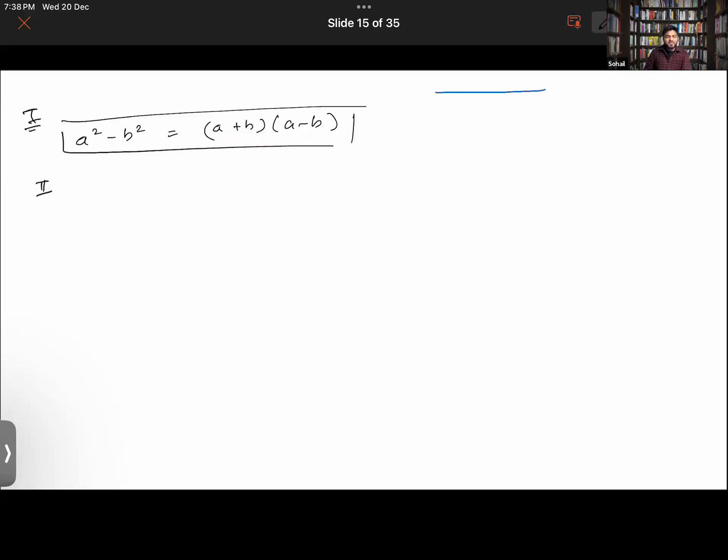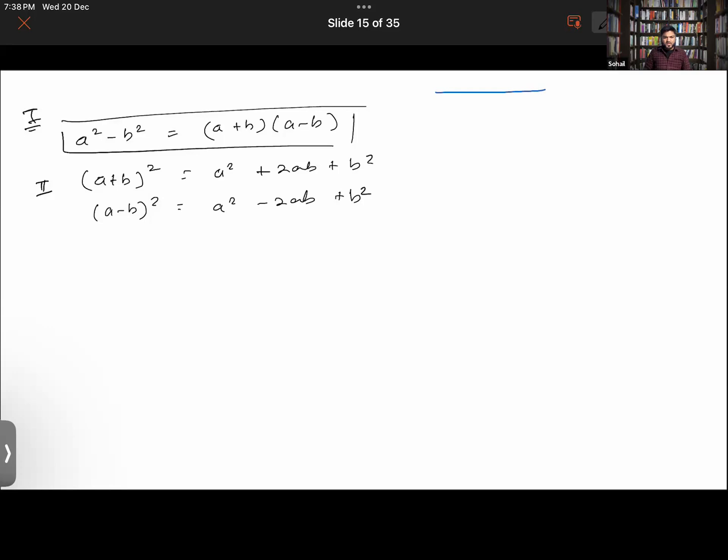Or if the given expression is a complete square, like a plus b whole squared, or it could be a minus b whole squared, you have either of the two formulas. You guys are well aware of it. Namely, these are the expressions you have to study.